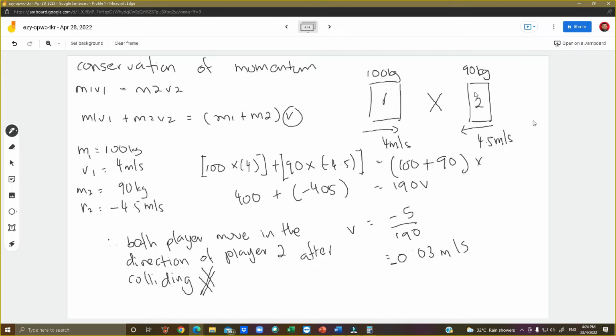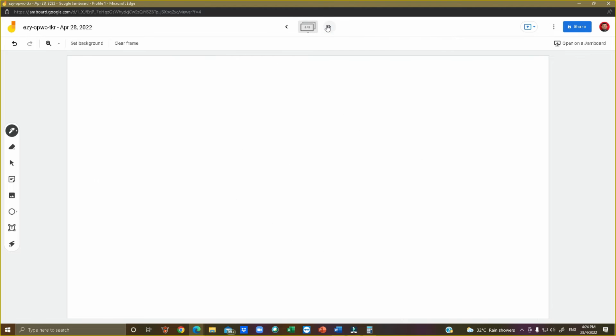Okay, we go to the next question, which is regarding what we have learned this week: power, work, energy. Let's recall a bit. So, power is work over time.